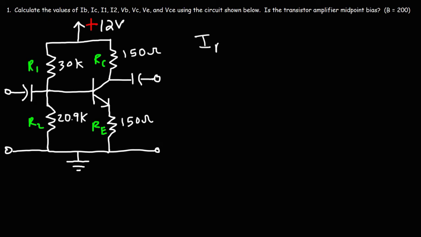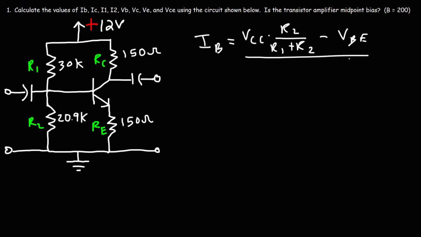And here's the formula that will help you to do that. IB is going to be equal to VCC, the collector supply voltage, times R2 divided by R1 plus R2, minus VBE, divided by R2 times R1 over R1 plus R2, plus beta plus 1 times RE. So that's the formula that will help you to calculate IB.